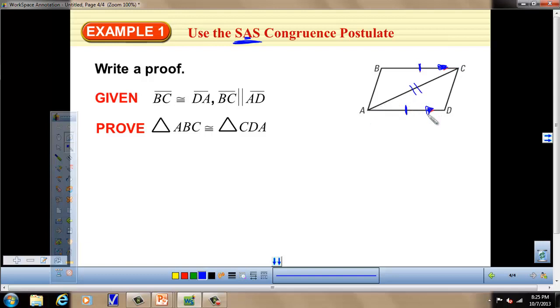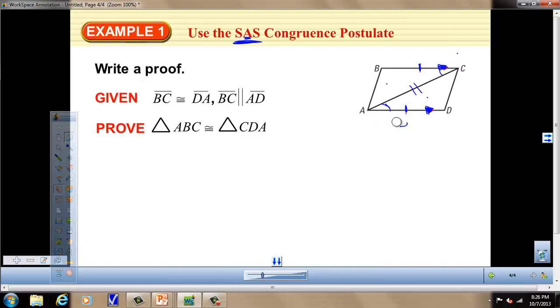And then since AD and BC are parallel to each other, we can state that this angle right here is congruent to this angle up here. In other words, angle BCA and angle DAC are both congruent because they're alternate interior angles. And so hopefully you can see the side, the angle, and the side here matches the side, the angle, and the side here. You don't need to write those in there, but I'm just showing you visually so you know what we're talking about.